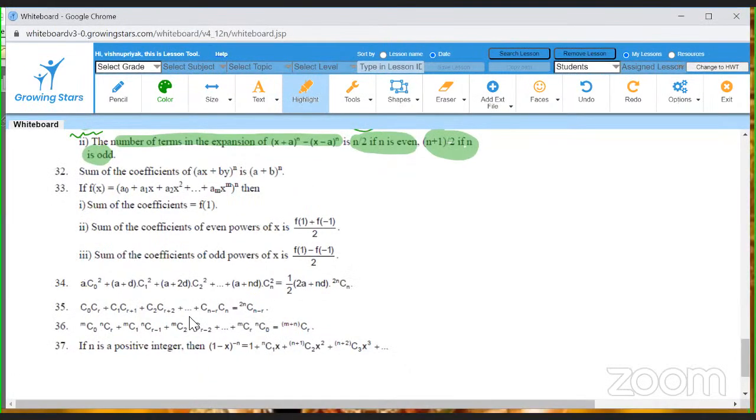We are going to complete. There are only 37 formulas. Formulas are a little boring, like simply reading them.